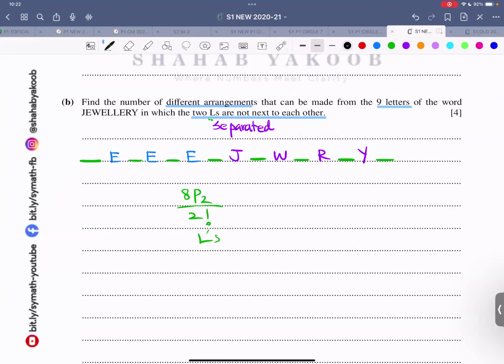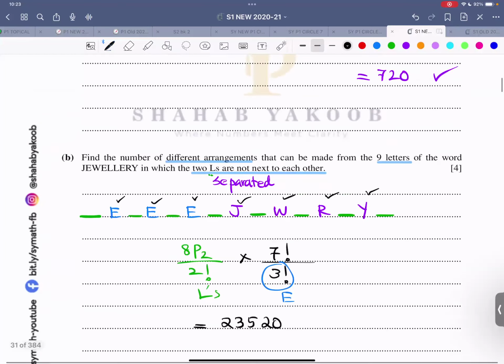And what about these 7 spaces? So this is 7 alphabets, 3 E's and J, W, R, Y. They can be arranged in 7 factorial ways divided by 3 factorial for the E's. So this 3 factorial is for the E's. And then you can simplify this and again look at the mark scheme or use the calculator, whichever one is more convenient to you. And this is question number 2. So now in 2B, the answer is 23520. That is the number of ways in which the arrangement can be done.